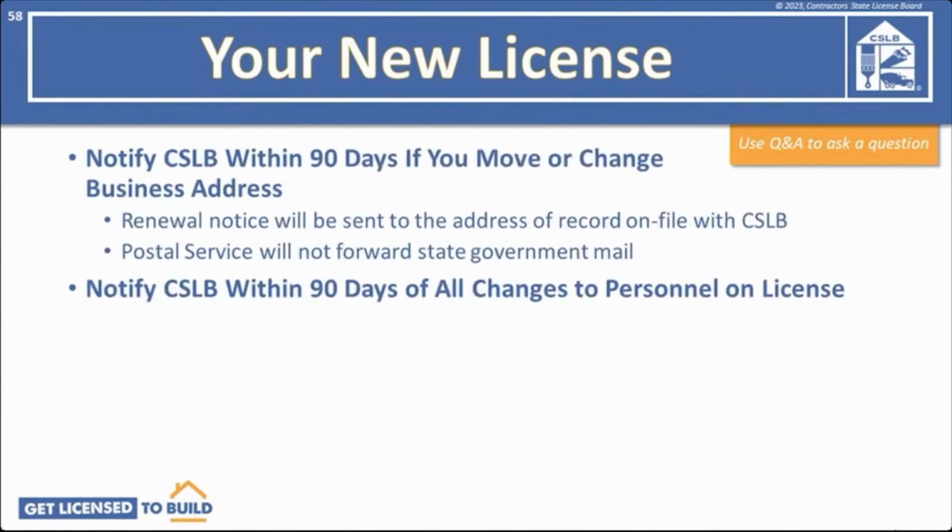Here are a couple of other important deadlines to keep in mind. First, notify CSLB within 90 days if you move or change your business address. Your renewal notice will be sent to the address of record that we have on file. If you're not at that address anymore, you're probably not going to get it. Plus, the Postal Service will not forward state government mail. Notify CSLB within 90 days of all changes to personnel on your license, especially when it involves the qualifier of the license.